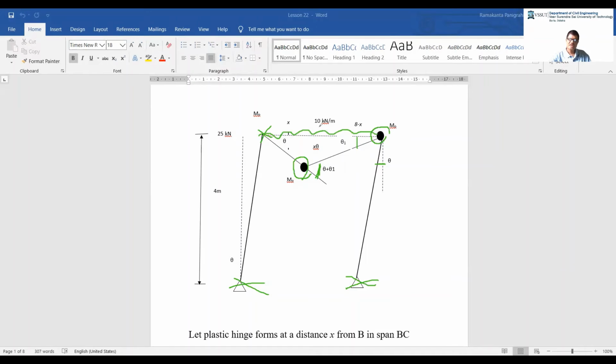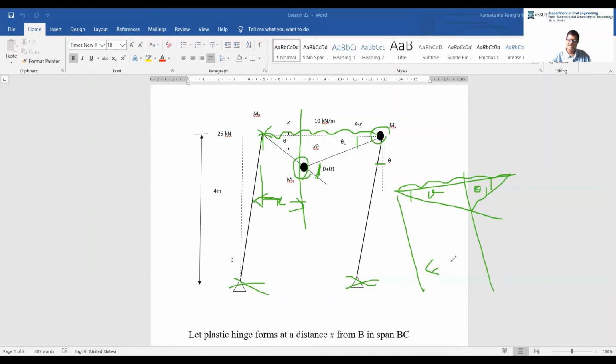Because it is a combined section, you cannot say it occurs exactly at the center. So let it occur at a distance x from this joint. Take the beam section. So this is theta; you can take theta 1 or phi. Let it be at a distance x, so this will be theta plus theta 1. This is the beam, so we have to solve this.